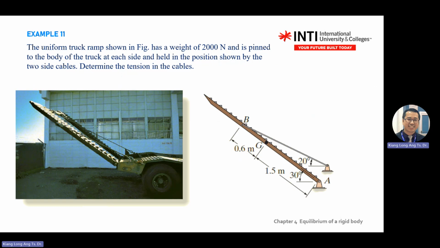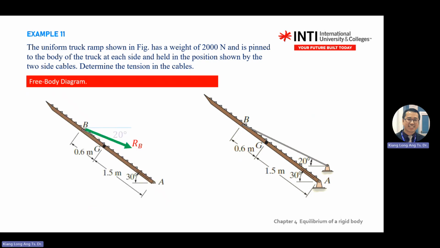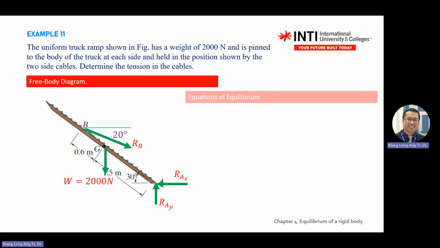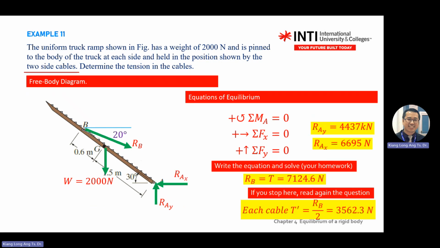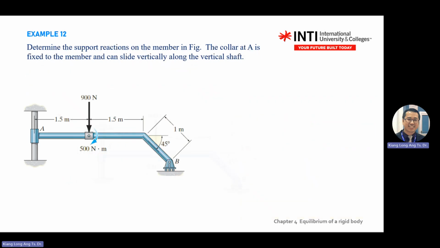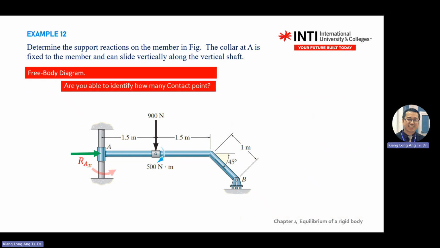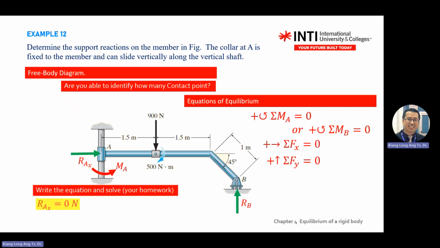Example 11. There's one time I came up with one question, something like this in test or final exam, I forget already. Okay, so this one also your homework, go and see. This one also 11, 12 also your homework, go and see. Got question, come and ask me.